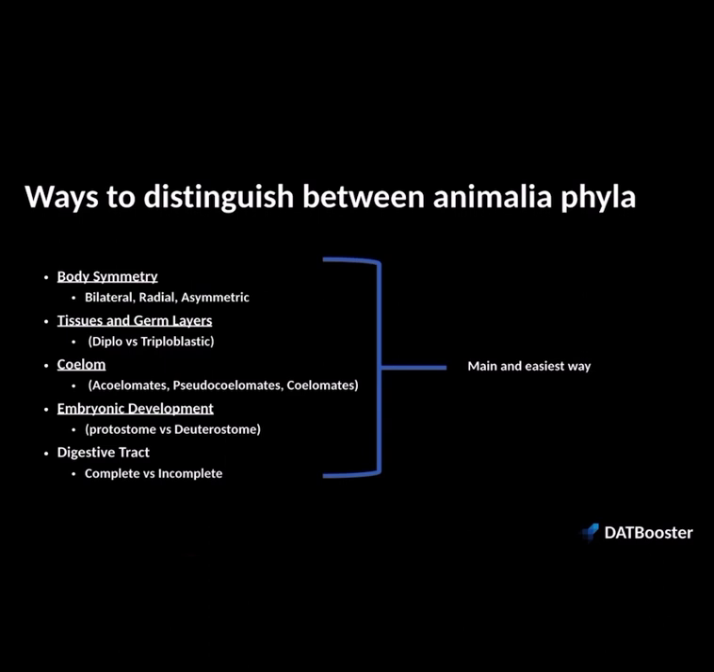There are many methods of classification and distinction between the 10 Animalia phyla. We're going to focus on the main and easiest ways, and those are body symmetry, looking at tissues and germ layers, a coelom, which is a type of body cavity, embryonic development, and then the digestive tract. These key characteristics are what make each phylum unique and distinguishable from each other.